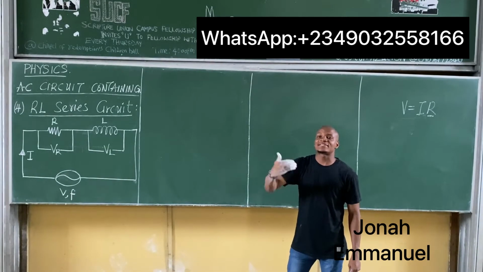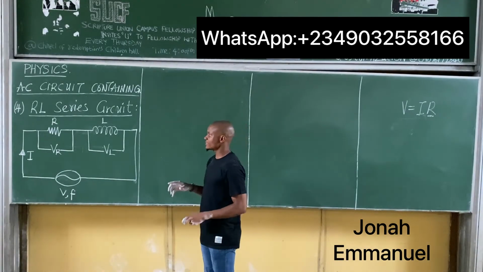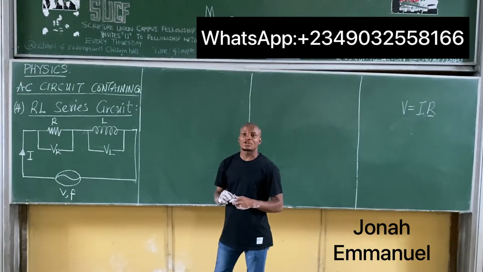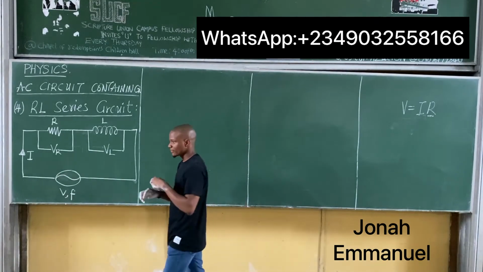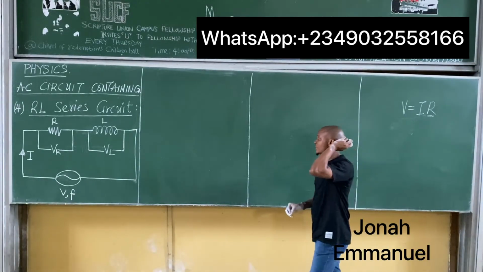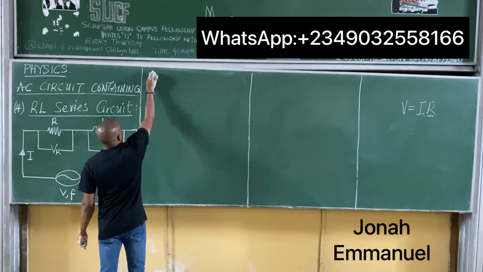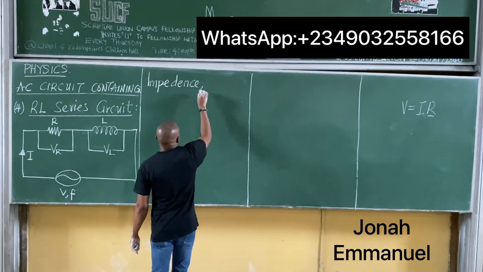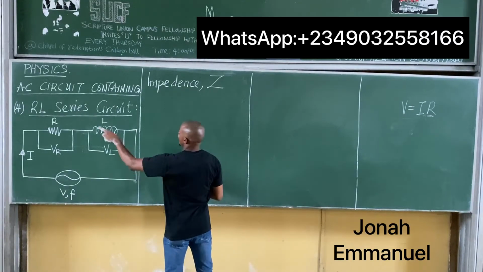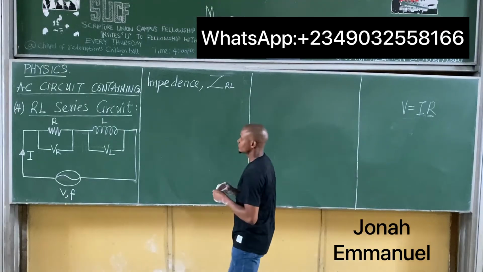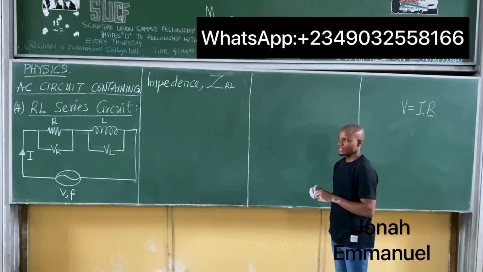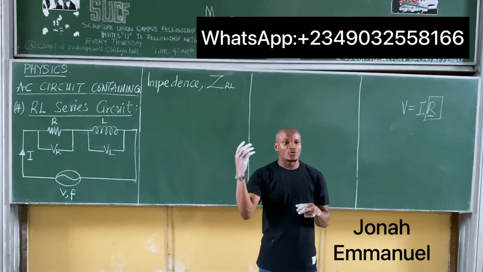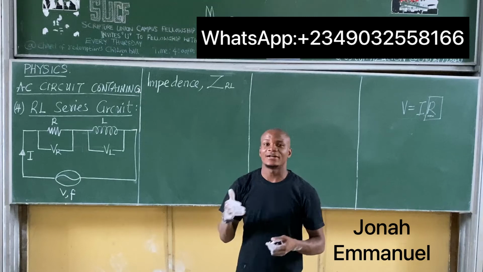in an RL series circuit, the opposition to the flow of current in an RL series circuit is called the impedance of the circuit. That's Z. Impedance now is Z. For this is RL, so it becomes ZRL. It's called impedance. So in this case now, impedance replaces this. What's impedance? It's simply the opposition to the flow of current in an RL series circuit.